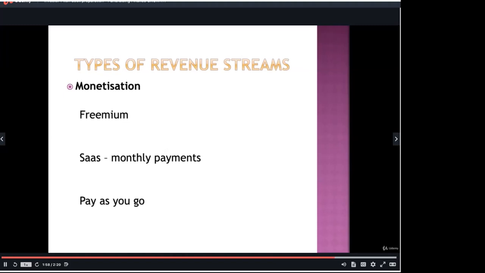Revenue models. State clearly the revenue model you selected. Is it a freemium? Is it SaaS, i.e. by monthly payments? Or is it pay as you go? You will need to explain why you have selected this monetization model. Dr. Tahir, is yours a SaaS, or how would you pay for the education?